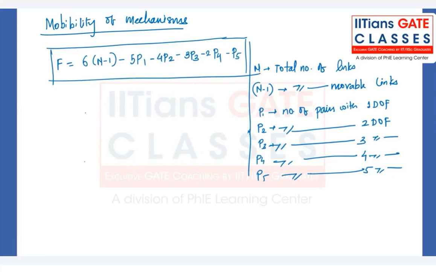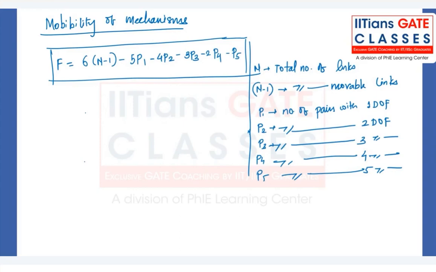We have n minus 1 movable links. So 6 times (n minus 1) is the number of degrees of freedom for the movable links, but we are making pairs which will have either 1, 2, 3, 4 or 5 degrees of freedom. If 1 degree of freedom is there, then we are putting 5 constraints. If 2 degrees of freedom, we have 4 constraints. That's why we are multiplying with 5 times P1, 4 times P2, and so on. So this is how we will calculate the total degrees of freedom.